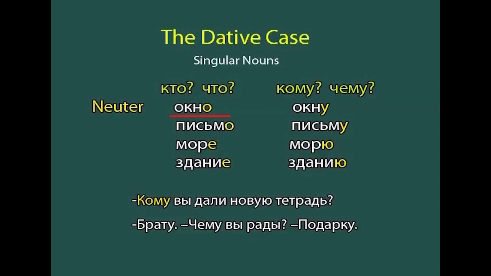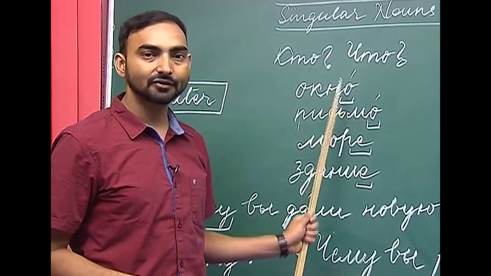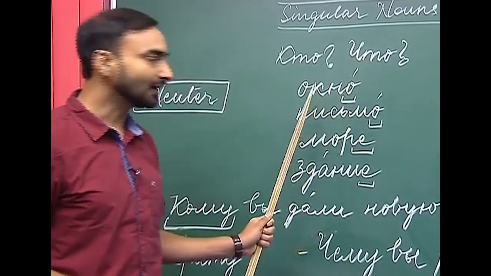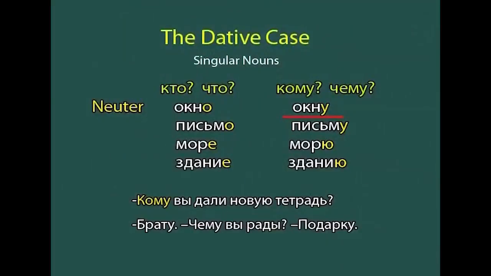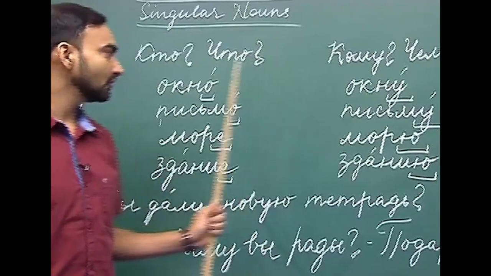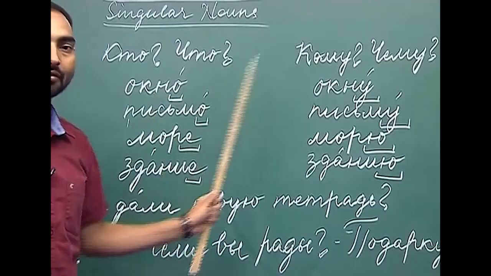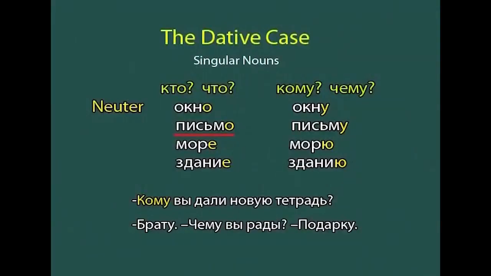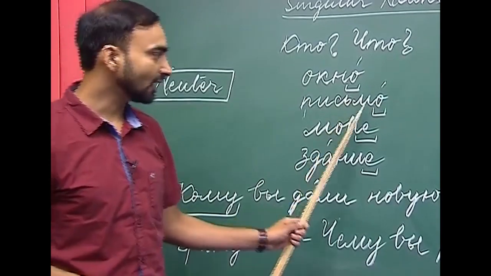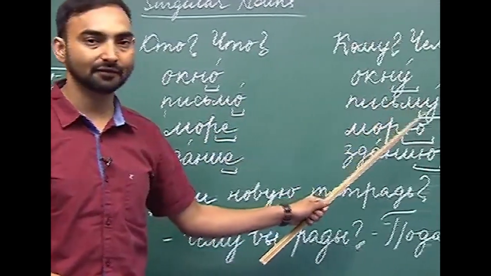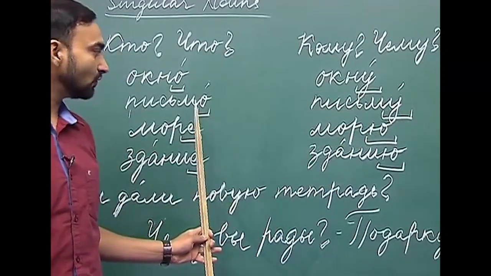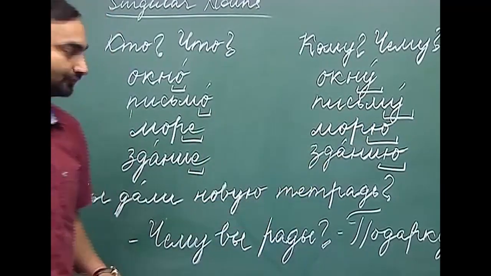Akno, as you know, is a neuter gender noun with the hard vowel o at the end. So, akno changes to aknu. So, o is replaced with the vowel u. Akno, aknu. Pismo, pismo is a letter. So, what happens when pismo is used in the dative case? Pismu. So, again o is replaced with u.